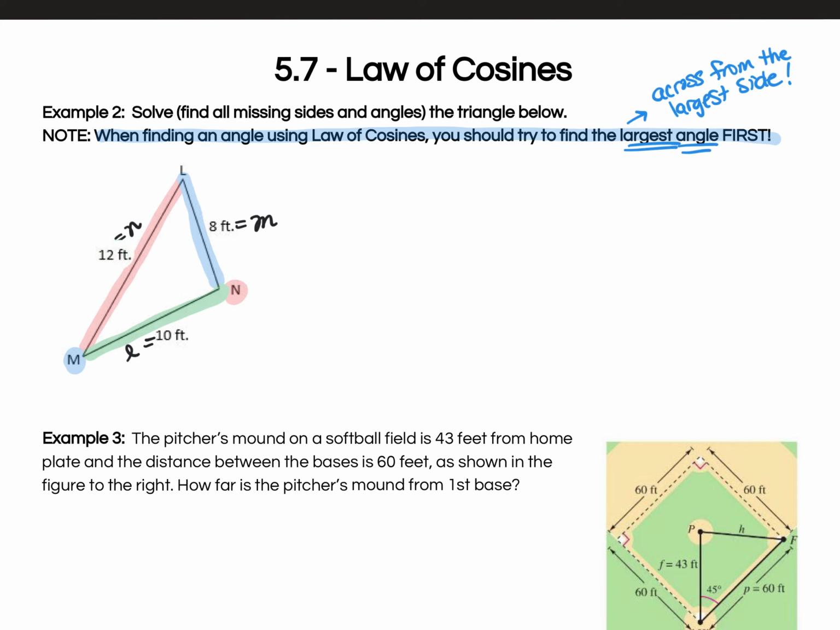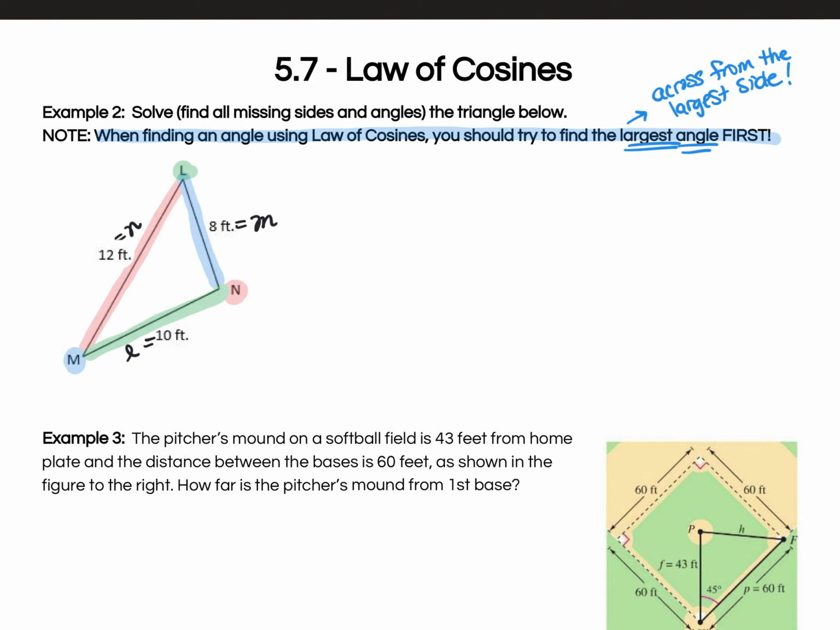I needed to highlight the angle with green. There we go. All right, so let's go ahead and set up law of cosines. Now here's the thing. We don't have an angle, so we don't really have a frame of reference with which to start. So what we'll have to do here is figure out which is going to be the largest angle and start with finding that angle first.